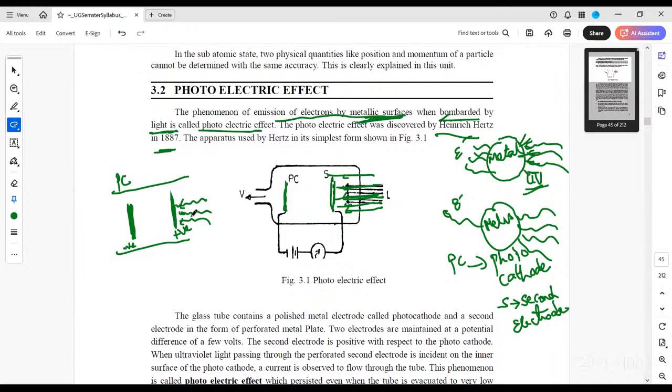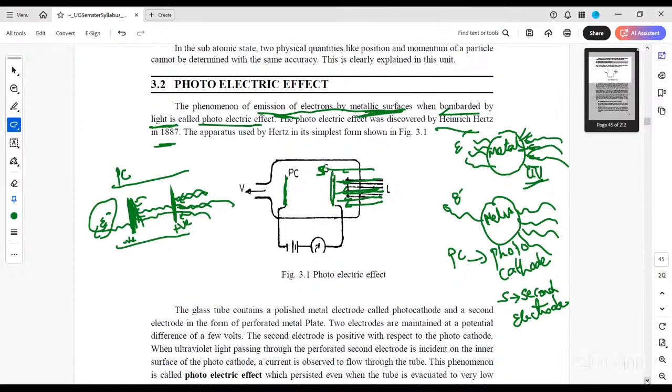When the light is falling, it will penetrate inside and fall on the photocathode. From the UV rays passing to the second electrode S, S means secondary, PC means photocathode. As the rays come from the outer side, they penetrate inside and fall on the first electrode. At that time, electrons are emitted. This emission of electrons is called the photoelectric effect.